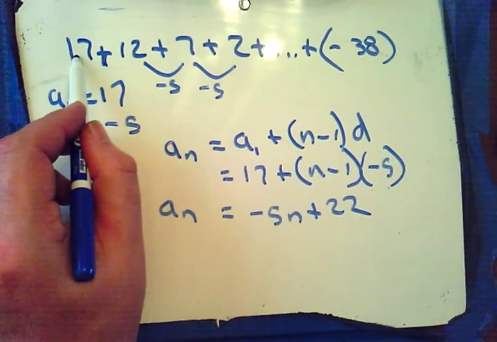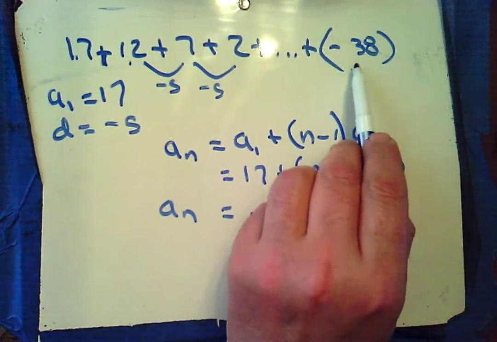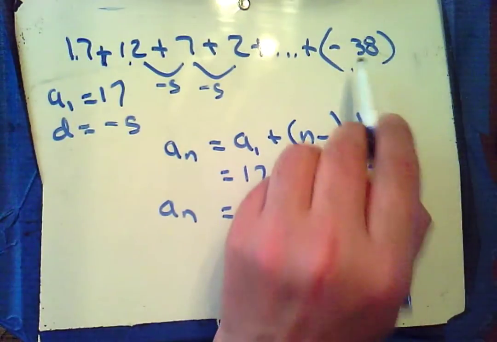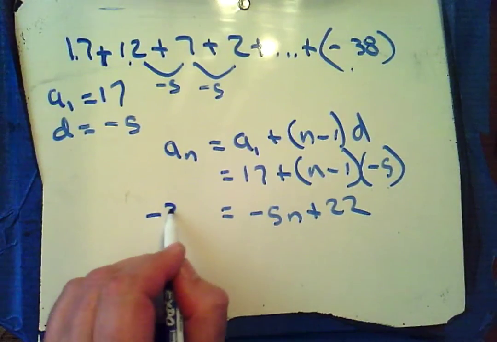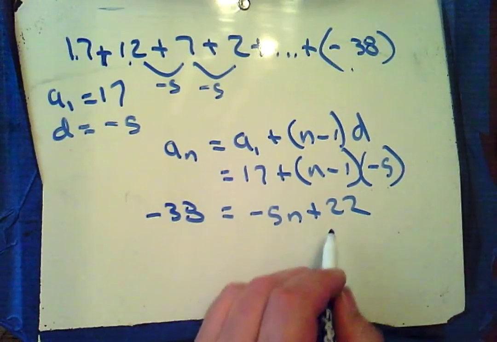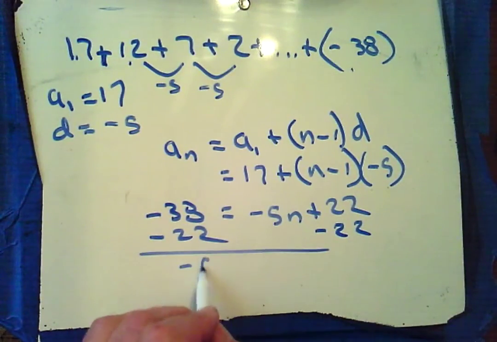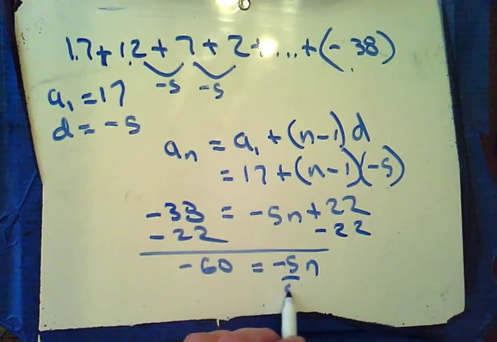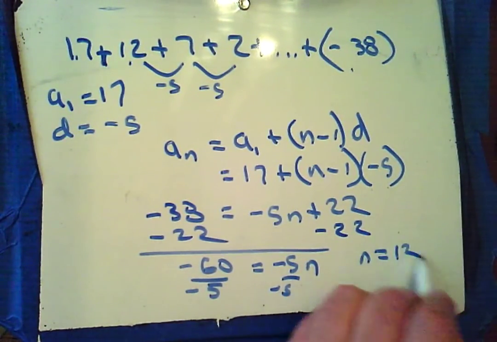When I plug in a 1, I get 17. When I plug in a 2, I get 12. Well, I want to generate negative 38. What term number do I have to plug in to get negative 38? So let's plug in a value of negative 38 and solve for n. We'll subtract 22. We get negative 60 equals negative 5n. And when we divide by negative 5, we get n equals 12.